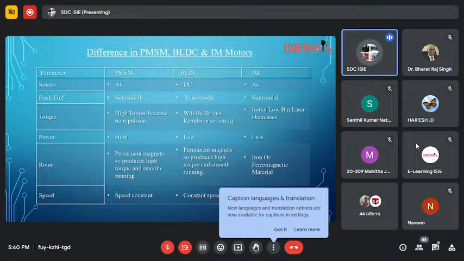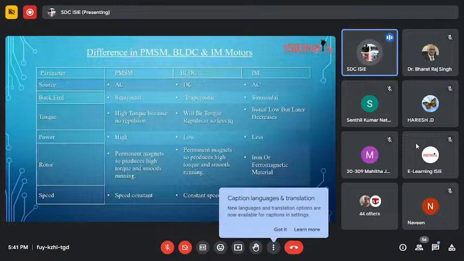The power will be high in the PSM motor. In BLDC motor, it will be low, and in induction motor, it will be less. In the rotor, permanent magnets are used, so that it will give high torque and smooth running. Again, in BLDC motor, we are using permanent magnets so that it will produce high torque and give us smooth running.